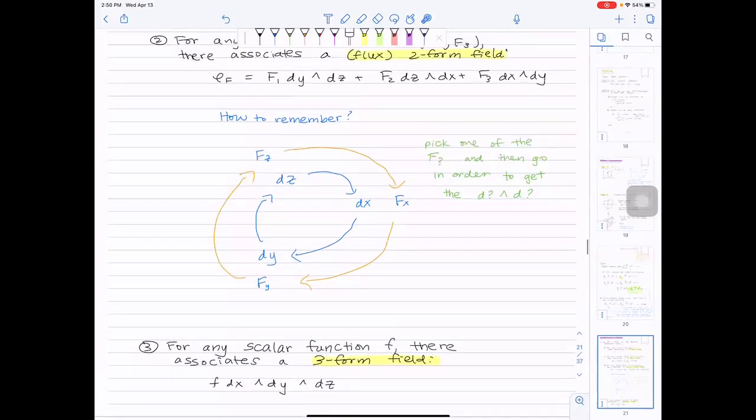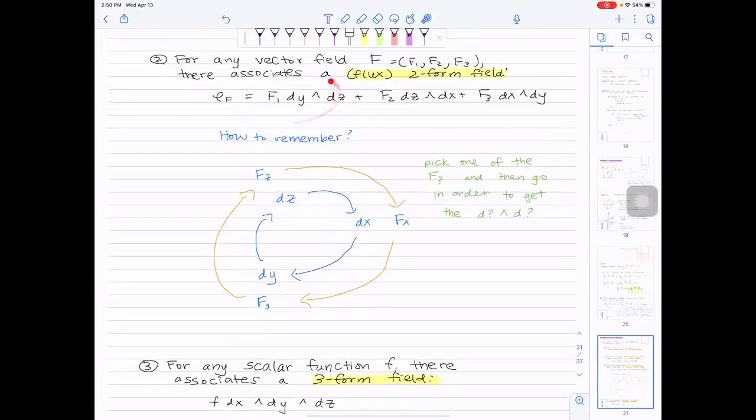And you might say, how do you remember what this 2 form field is, this definition? One way you can remember it is that I drew this diagram. So I have the z components together, the x components together, and the y components together. And say the first term, I have an f1. I start at f1, which is my fx, and then I follow these arrows. So I go to the middle circle, and then I follow the arrows to get dy, dz. So we see our first term is f1 dy wedge dz.